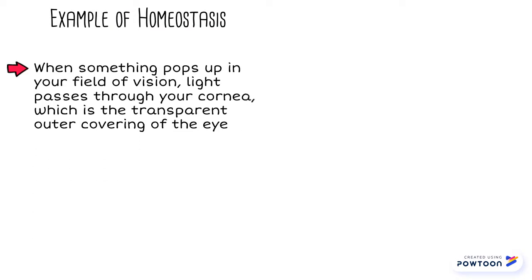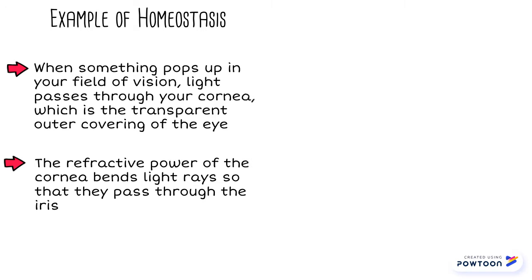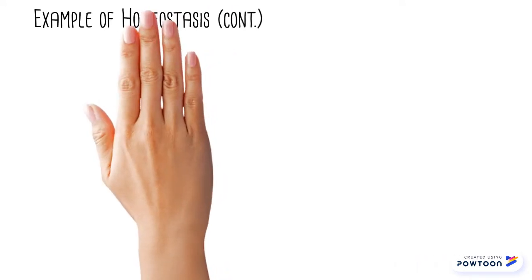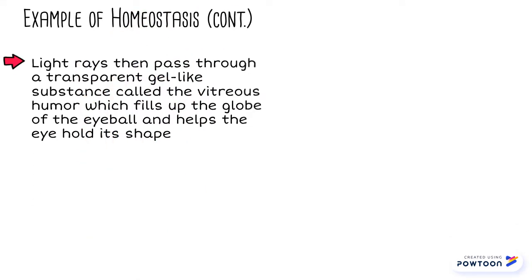An example of nervous system homeostasis is when something pops up in your field of vision. Light passes through your cornea, which is the transparent outer covering of the eye. The refractive power of the cornea bends light rays so that they pass through the iris. The light rays then pass through a transparent, gel-like substance called the vitreous humor, which fills up the globe of the eyeball and helps the eye hold its shape.